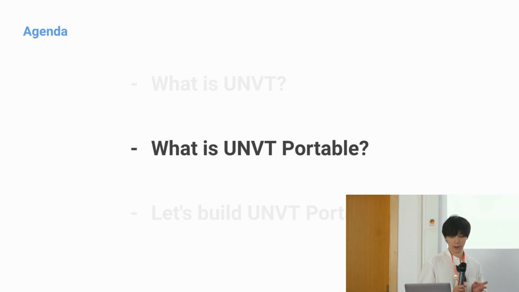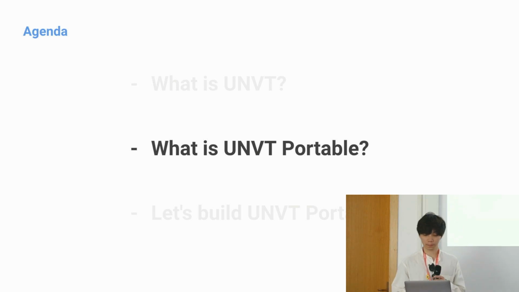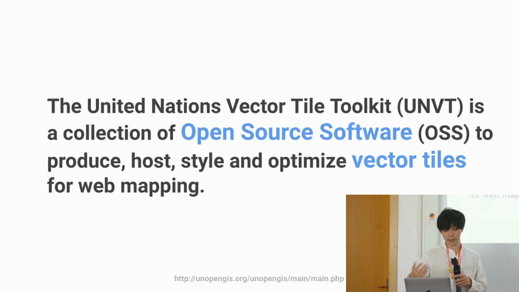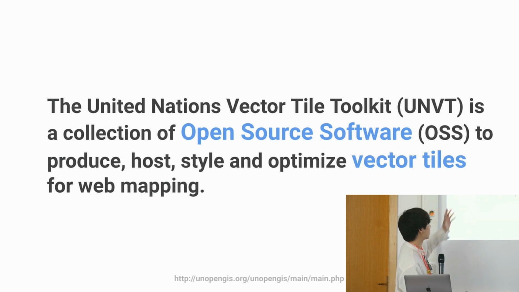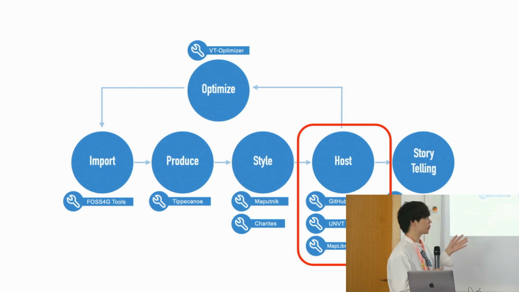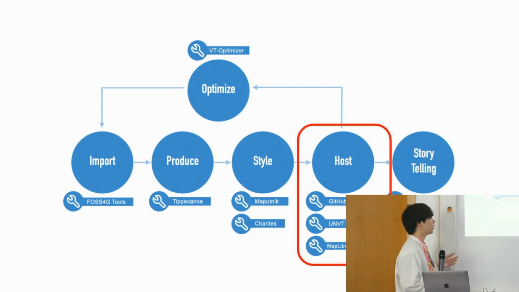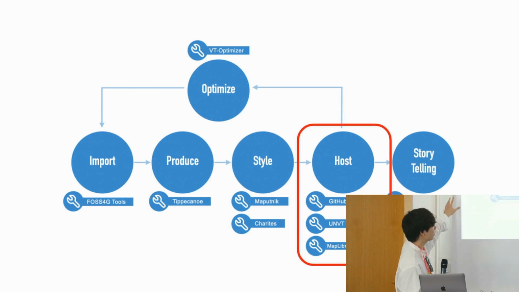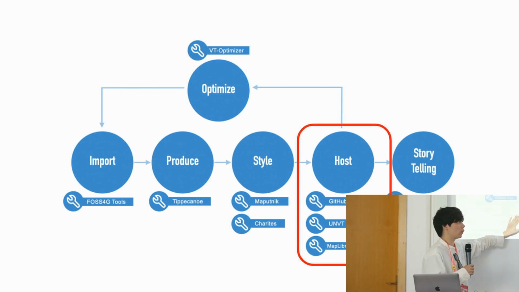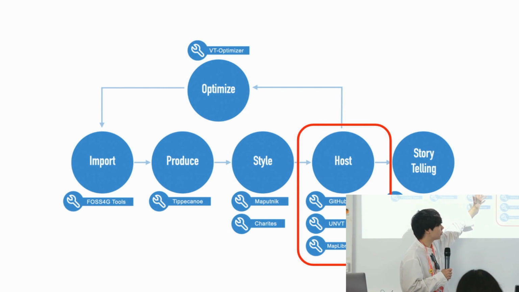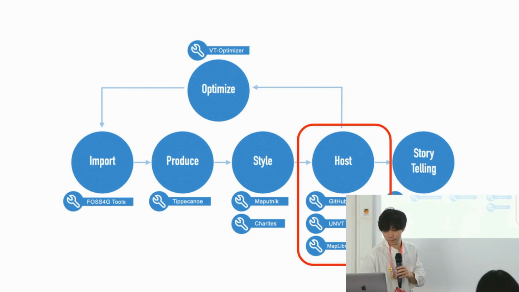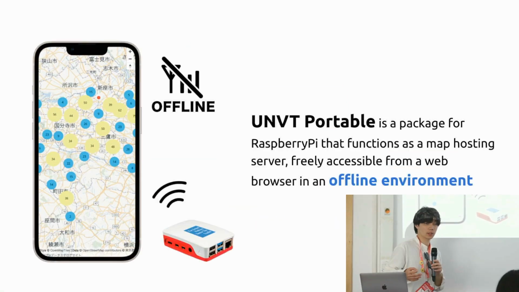So next we focus on what UNVT Portable is. As I said, the Nation Vector Tile Toolkit is focused on vector tiles, and especially now produces and hosts styles optimized for web mapping. This is the structure of the UNVT, and some procedures we have. But UNVT Portable focuses on hosting. We have several options: GitHub Pages, UNVT Portable, MapLibre, Mapbox, and so on. So this is one of the hosting systems of UNVT.